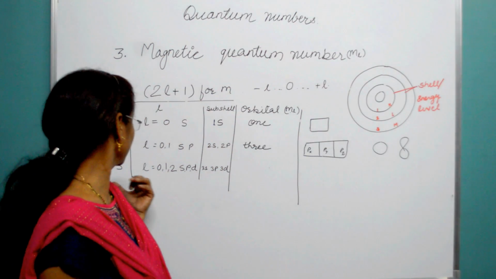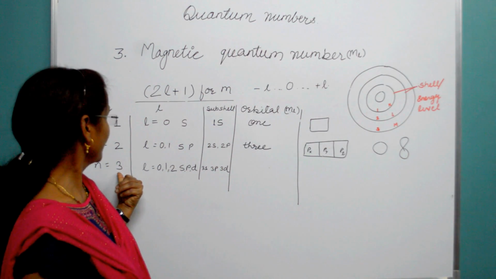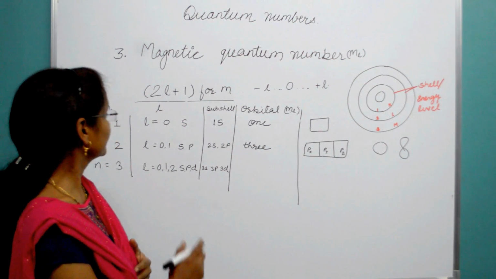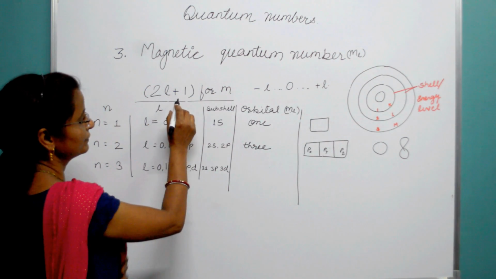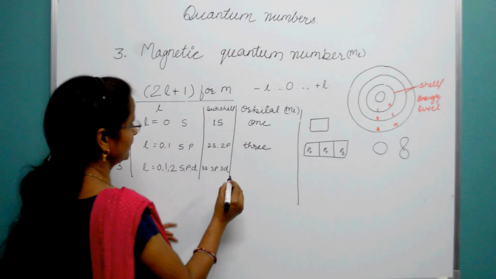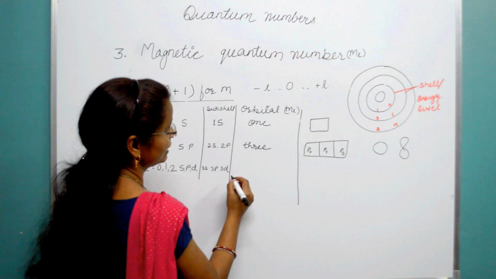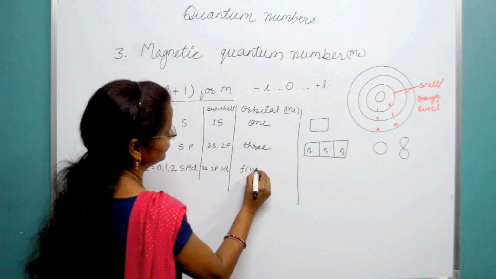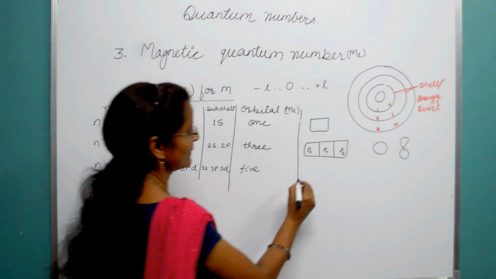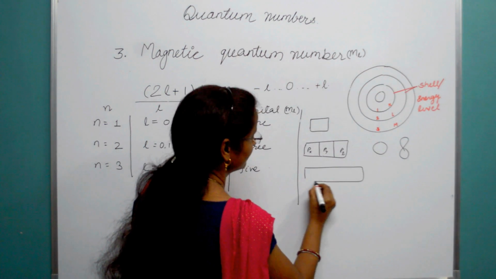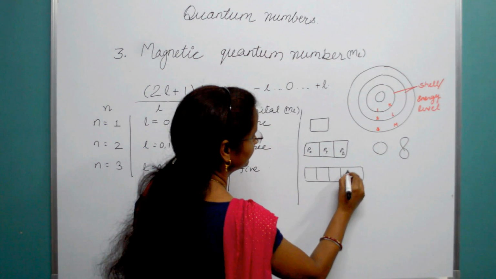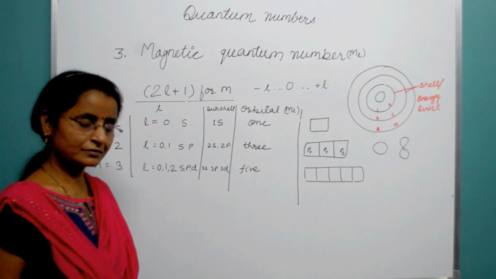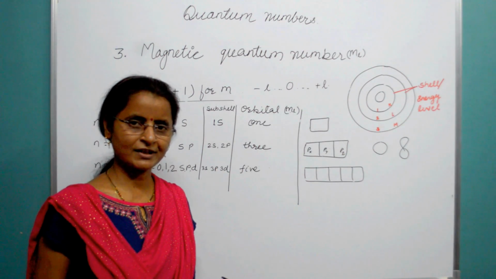So now let's see if n is equal to 3. n is equal to 3. So what is the value of L? 2. So 2 into 2 is 4, 4 plus 1 is 5. So here the next subshell is d. So in the d subshell 5 orbitals are present. So here in this subshell 5 orbitals are present.